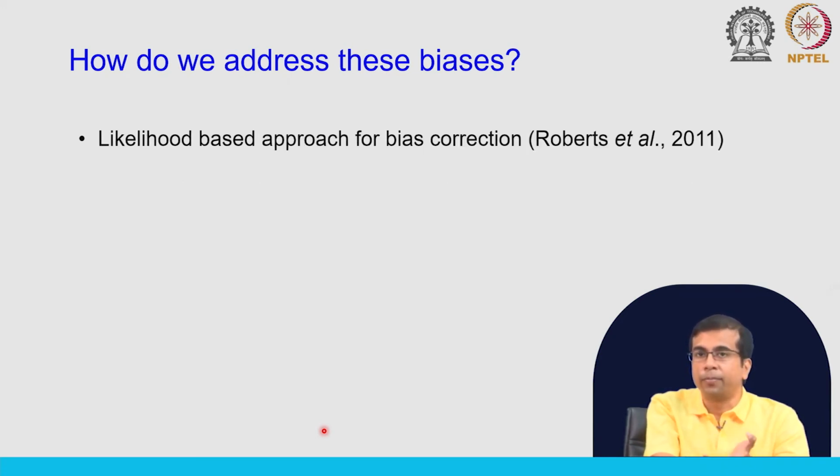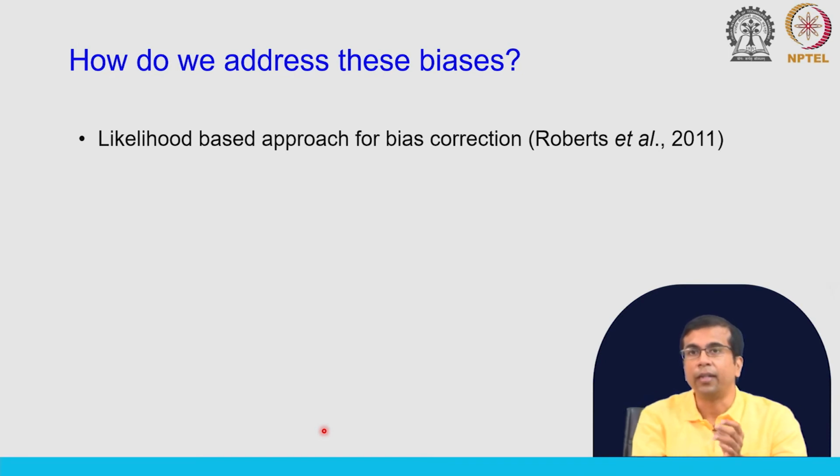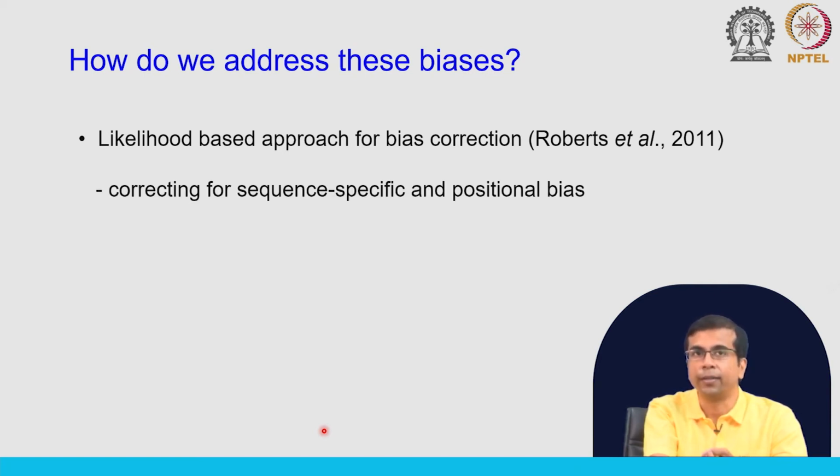You have also something called a likelihood based approach for bias correction. Again, we are not going into the details of all these methods. What it does is look at the expression variation as well as the bias. It develops models that generate estimates for this bias, and it can correct for sequence specific and positional bias.